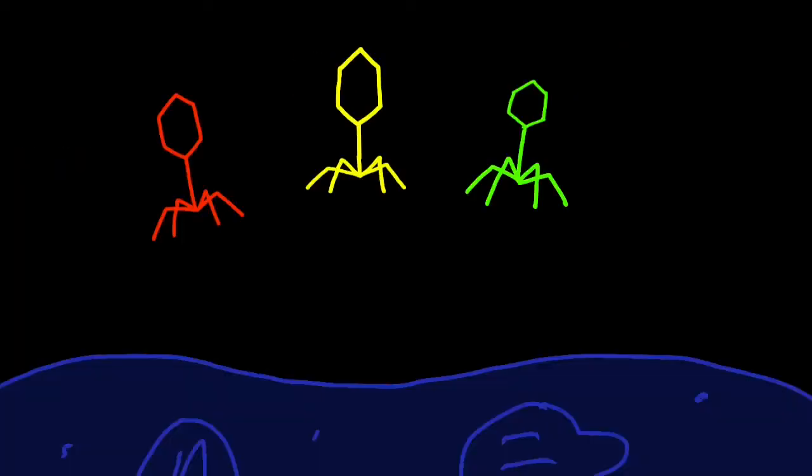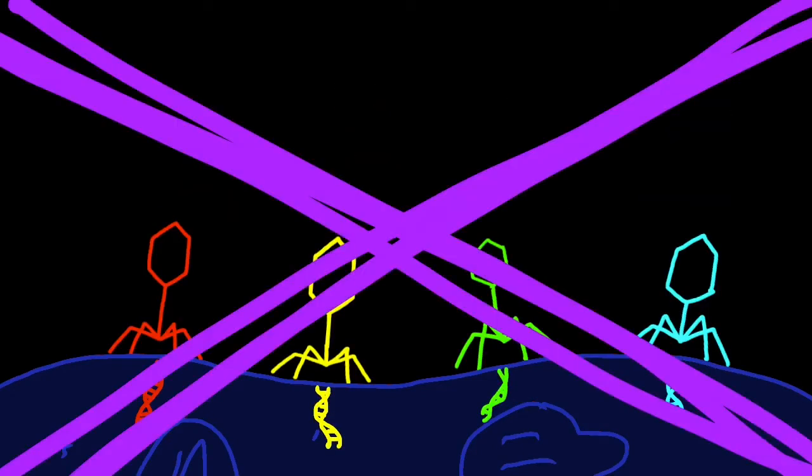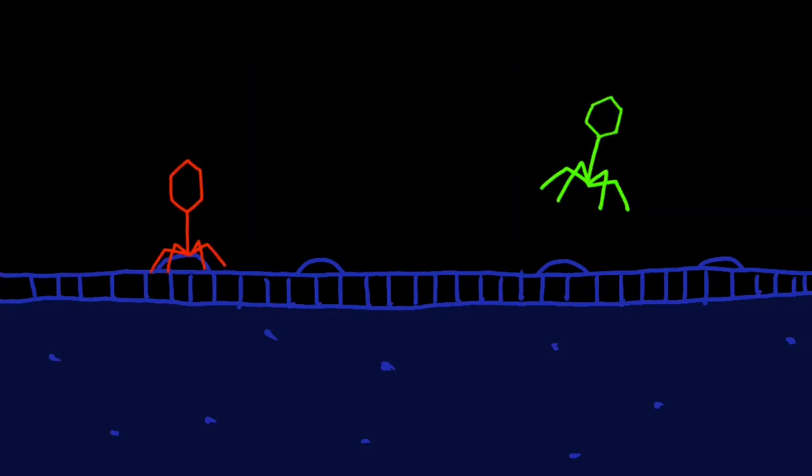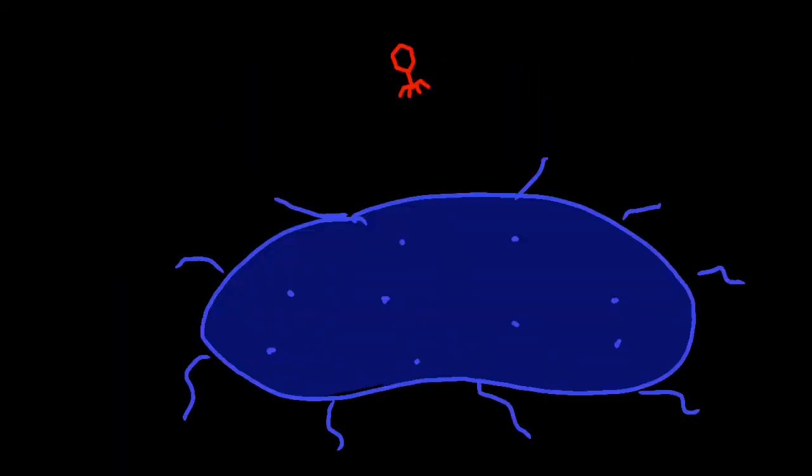Now, not every phage can infect any type of bacteria. On the surface of a bacterium, there are highly specific receptors that only certain phages can attach to. Once a phage finds a bacterium it can attach to, it injects its genetic material into the host.